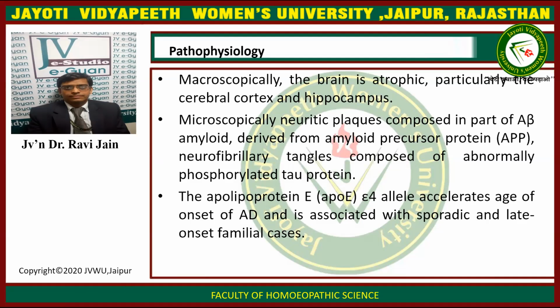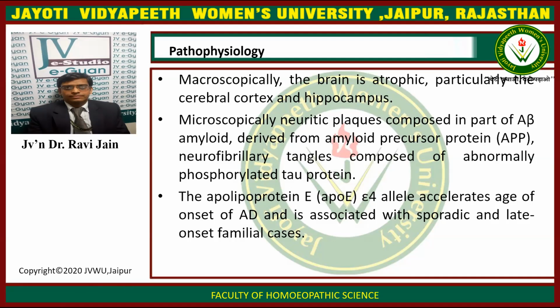Now, pathophysiology. What is the pathophysiology that is involved in this? Macroscopically, the brain is atrophied. The macroscopic features include atrophy of the brain, particularly the cerebral cortex and the hippocampus. That you can see macroscopically with the naked eye, but microscopically there are many changes. There are neuritic plaques which are composed in part of alpha beta amyloid, which are derived from amyloid precursor protein, that is called APP.